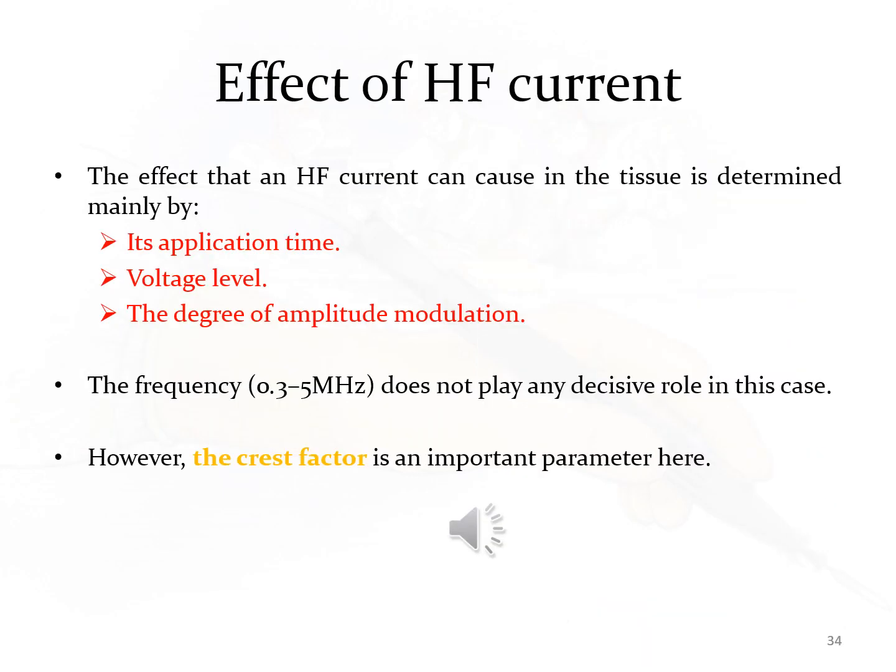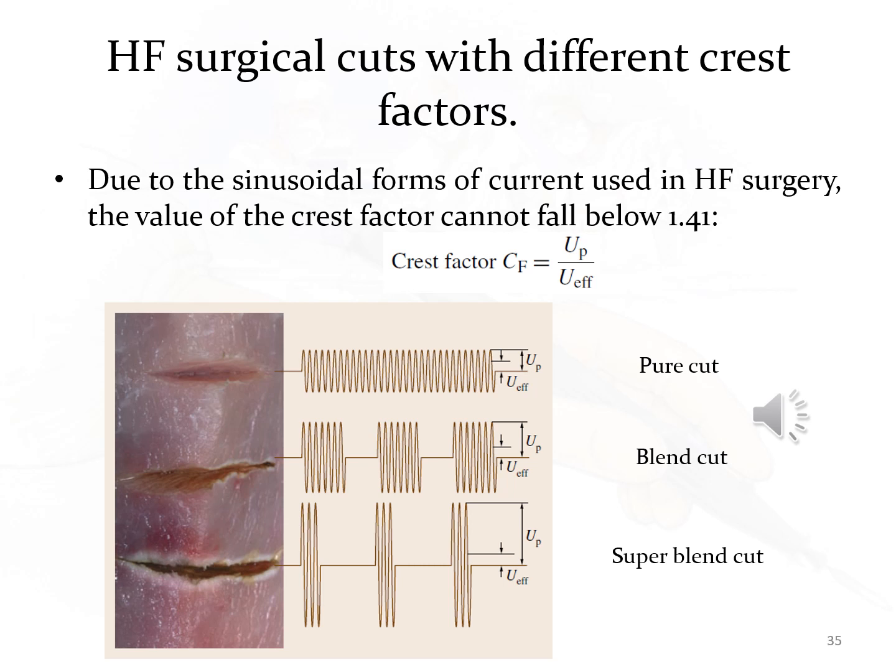The crest factor is an important parameter. It describes the relationship between the peak value and the effective value of an alternating electric current, and thus indicates how strongly a current is modulated in its amplitude. The higher the crest factor, the more pronounced the coagulation effect. The lower the crest factor, the greater the cutting effect.